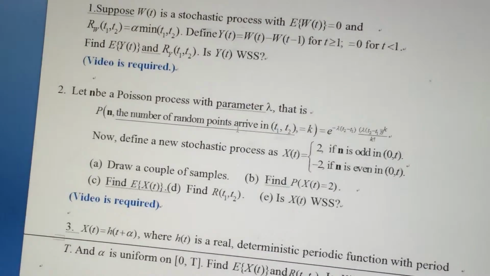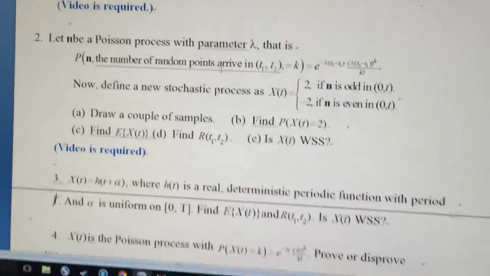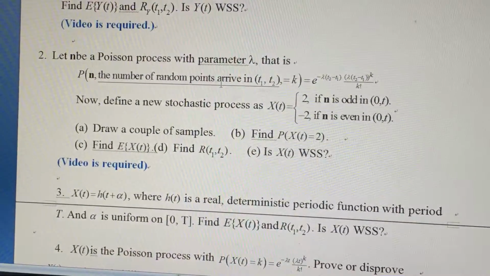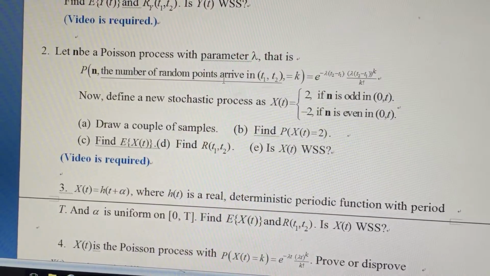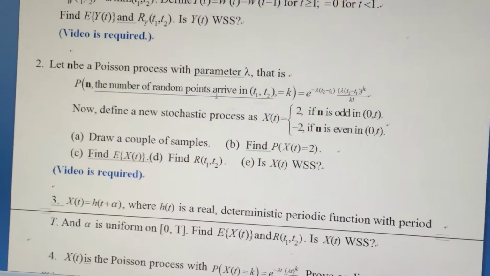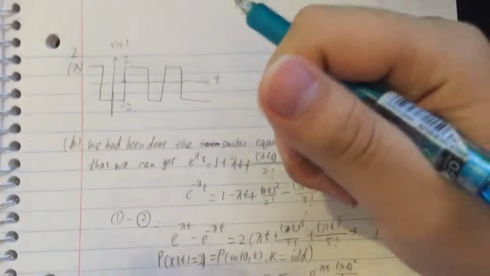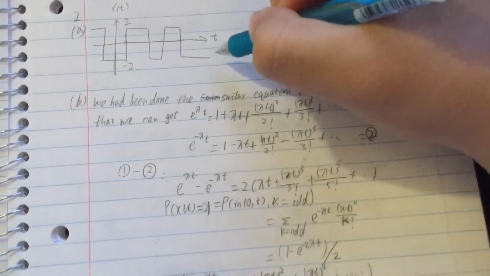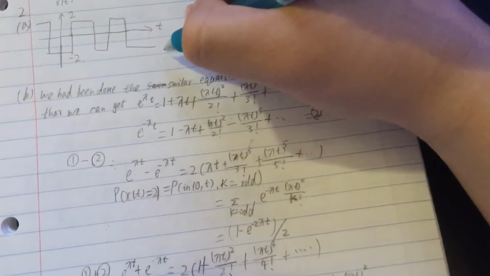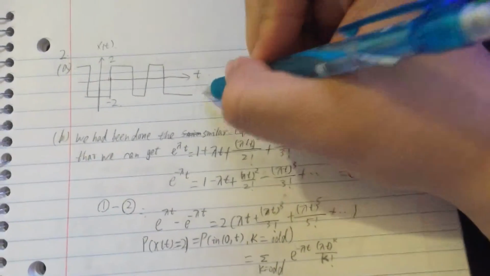For the second question, the question is like this. So first we need to draw a couple of samples, then find P of X(t) equal to 2, and find E of X(t), and find R(t1, t2). Let's see here. These are the samples of the questions.